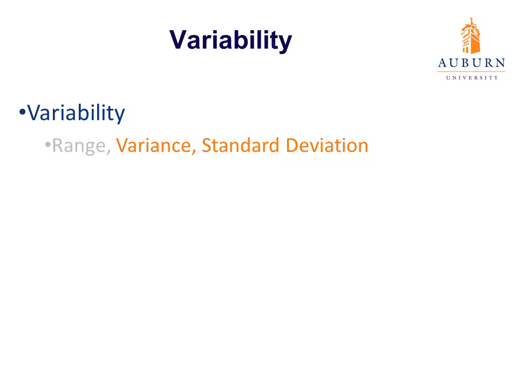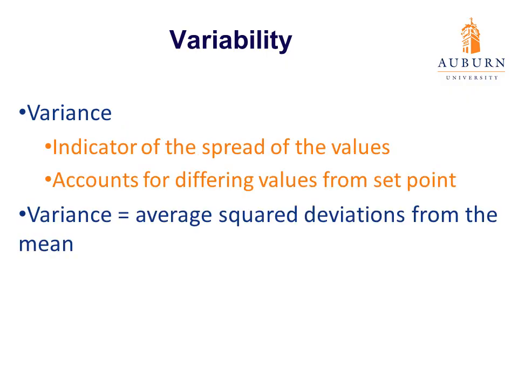Again, variance is another measure of reliability. In particular, variance is an indicator of the spread of the values. So much like reliability, it tells us just how spread out the values are. However, variance accounts for differing values from a particular set point. That set point is going to be the average. In other words, the set point is going to be the mean as a measure of central tendency. And so by definition, variance is the average squared deviations from the mean.